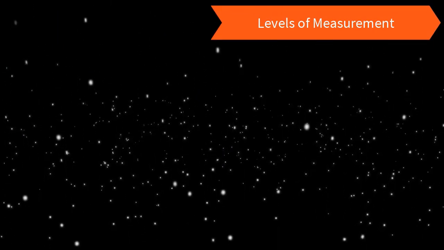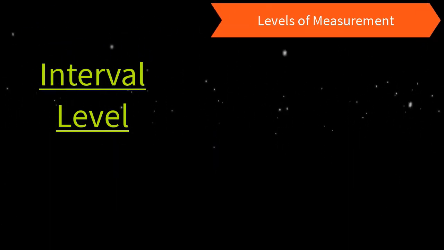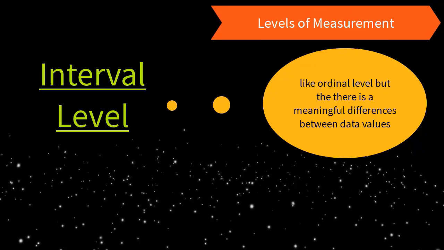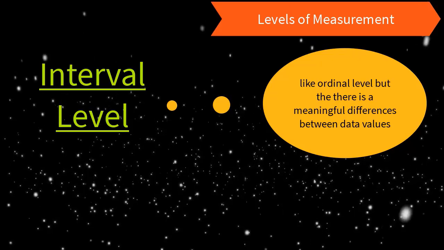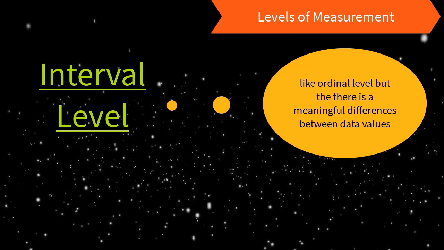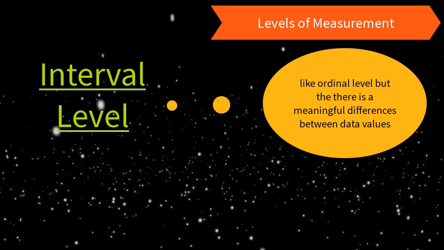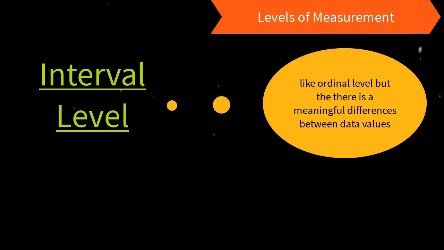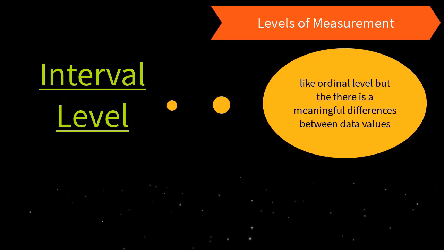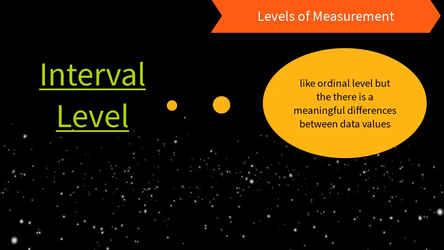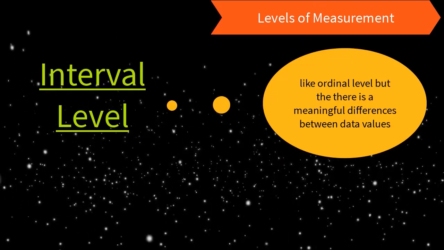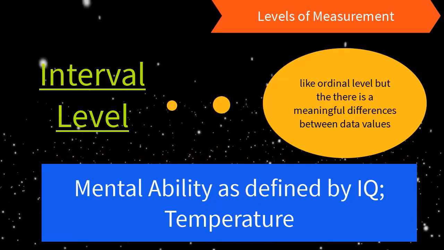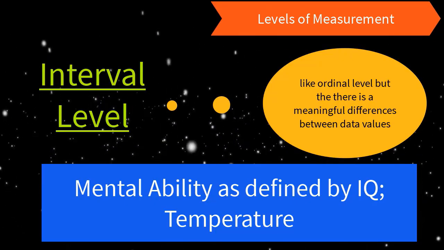The third level of measurement is the interval, which is like the ordinal level, but it has the additional property. Therefore, the meaningful differences between the data values can be computed. However, interval level data may not have a starting point or 0 point. Consequently, differences are meaningful, but ratios of data values are not. Example: mental ability as defined by IQ, and also temperature.